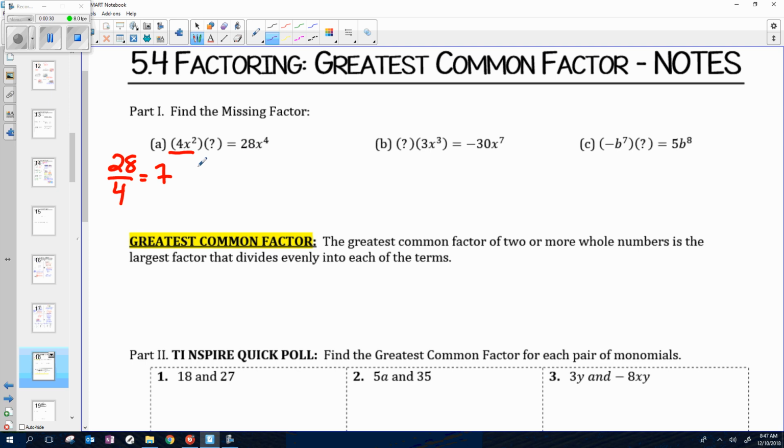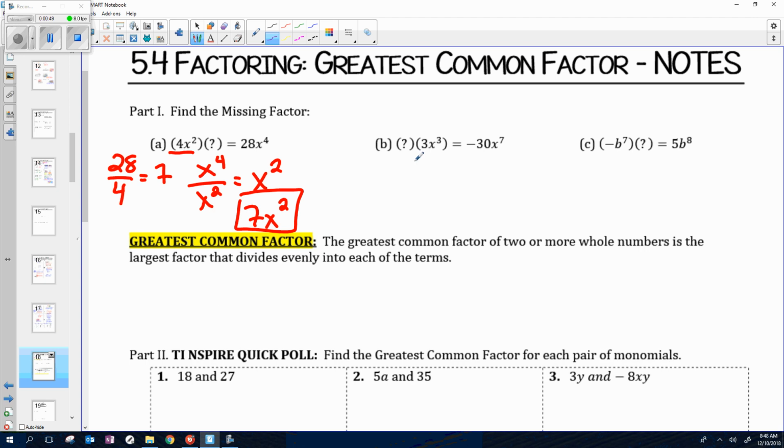And if I did x to the fourth divided by that x squared, here when we divide like bases with an exponent, we just subtract those exponents. So 4 minus 2 leaves us with an x squared. So that means my final answer is 7x squared as that missing factor.